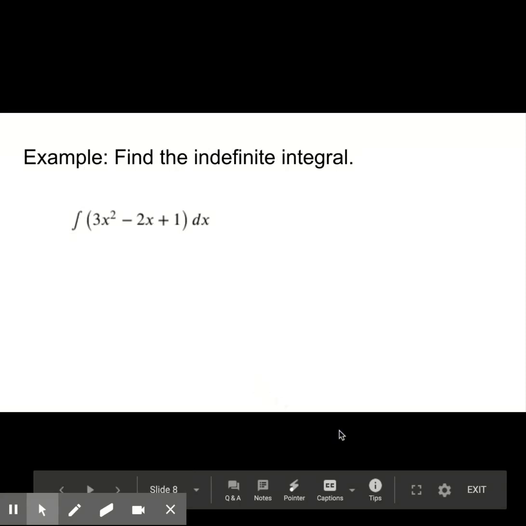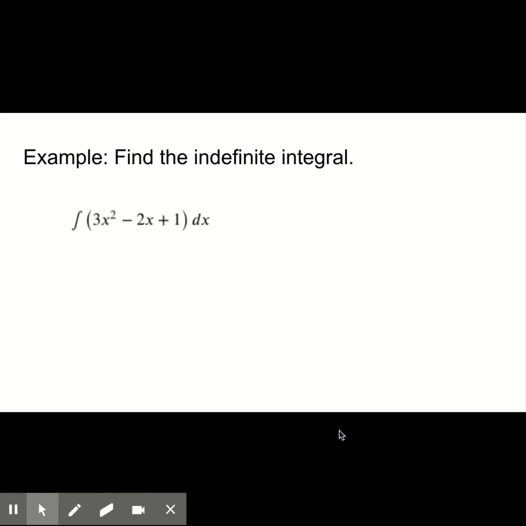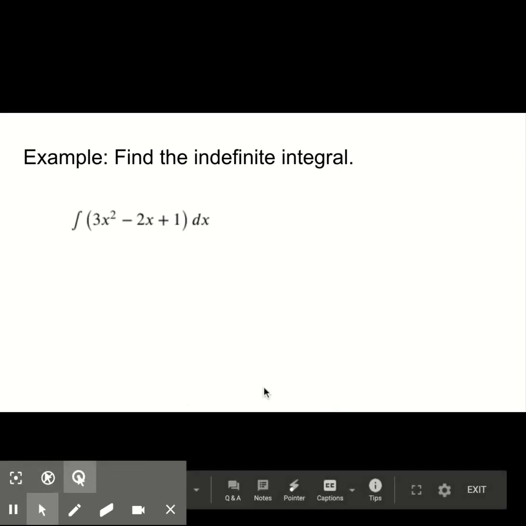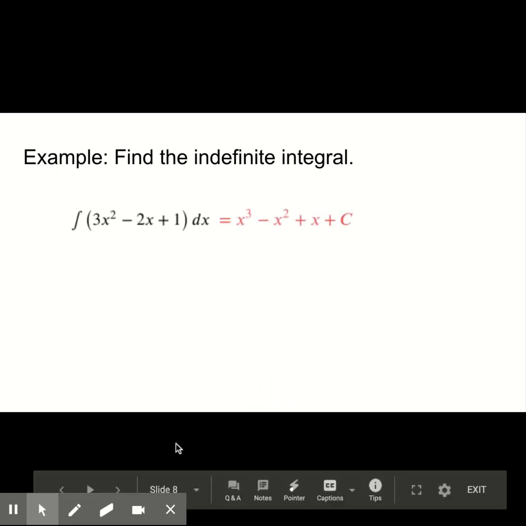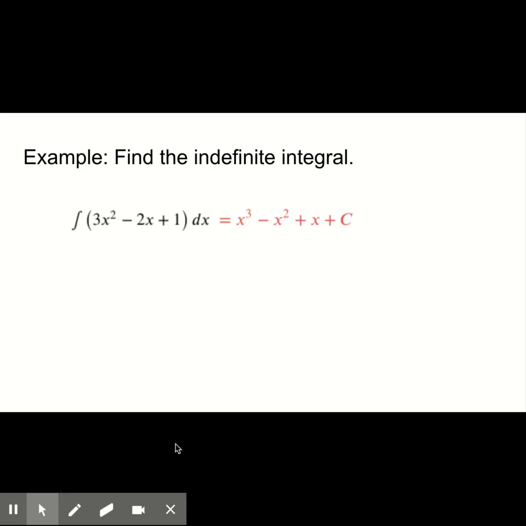Example 1, find the indefinite integral of 3x squared minus 2x plus 1. Pause the video and try this problem on your capture sheet. The integral of 3x squared minus 2x plus 1 equals x cubed minus x squared plus x plus c. Remember, you can always check by taking the derivative of your answer.